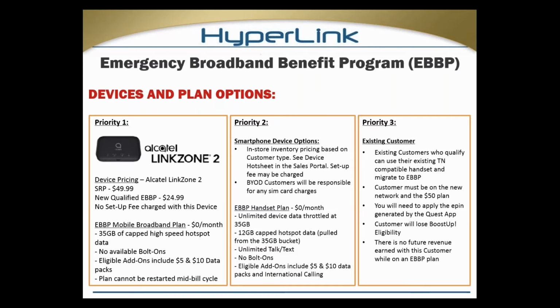Customers can also use a smartphone device from dealer inventory or a compatible BYOD device with the $50 talk text plan, 35 gigabytes of throttle data, which includes 12 gigabytes of capped hotspot. Retailers can charge a setup fee for this type of activation. This plan type is eligible for add-ons such as International Connect and data packs in case the customer runs out of data. Another activation type is for existing customers to transfer over their Boost account to the program. However, this is not preferred since retailers will lose residual income.